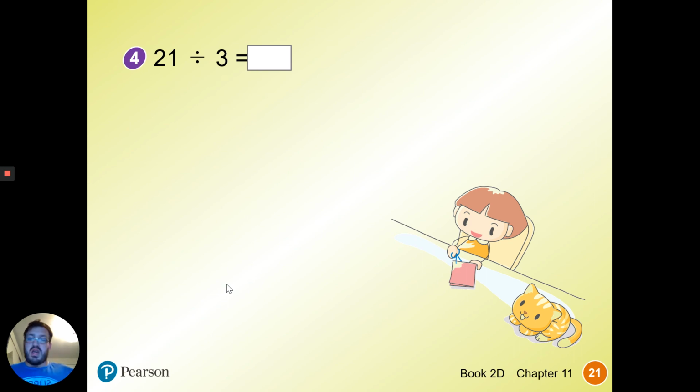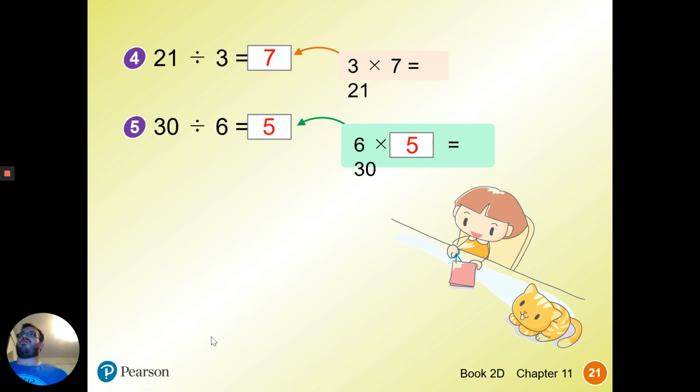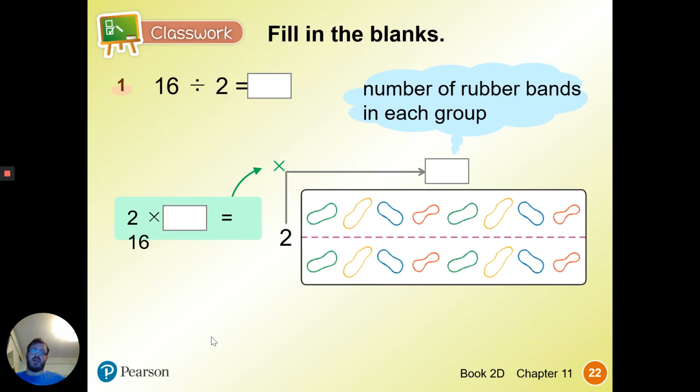Okay, and then the last couple of questions. We've got 21 divided by 3, so we can calculate by going 1 times 7 is 7, 2 times 7 is 14, 3 times 7 is 21, so our answer is 7. 30 divided by 6: we can do what times 6 is 30, which is 5, so 30 divided by 6 gives us 5.